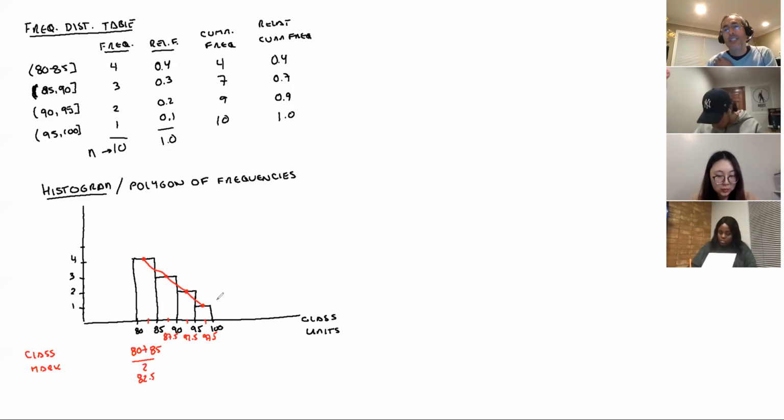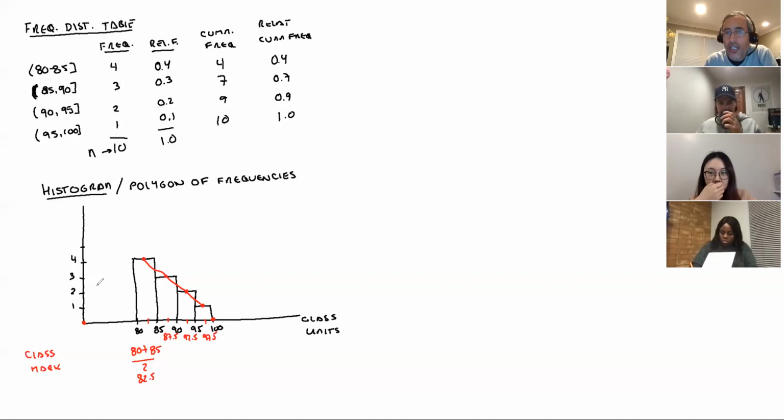Now, in order to have a complete polynomial frequencies, guys, the polynomial frequencies always must go to the horizontal axis. How do we do that? We simply create an artificial class mark. Got it? If we know the limits, we know that the minimum grade is 0, correct? And we know that the maximum grade is 100. Agree with me, guys? So in that case, I don't need to create any artificial class mark.